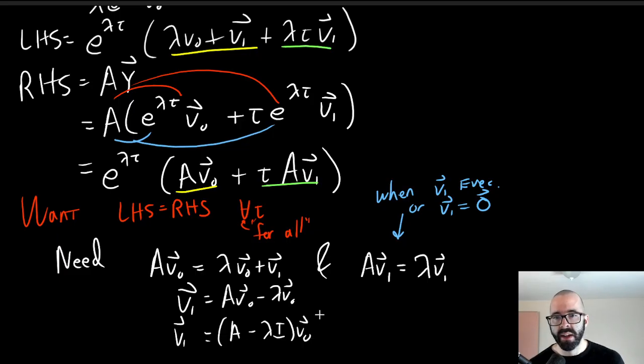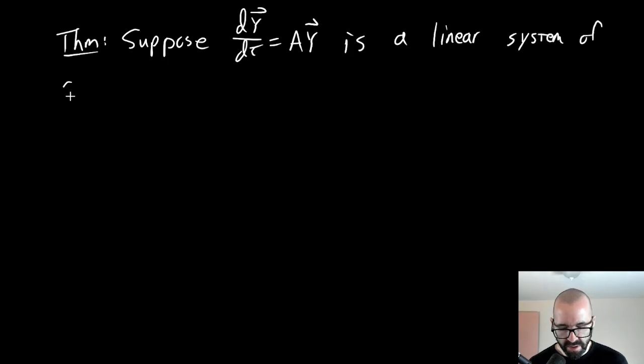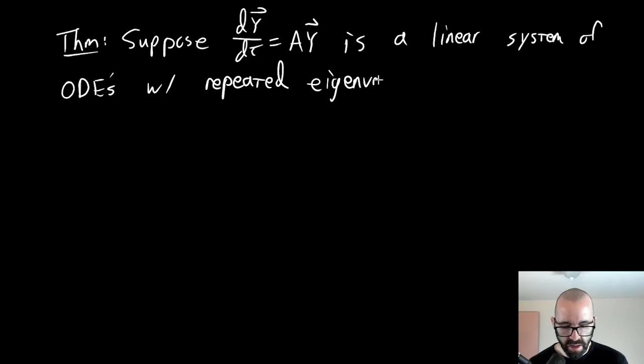All right. So we've basically found the general solution. Let's formalize that with a theorem. Suppose that dy/dt equals A times y, your favorite thing to write in this chapter, is a linear system of ordinary differential equations with repeated eigenvalue lambda. Again, it's real. And only one line of eigenvectors.